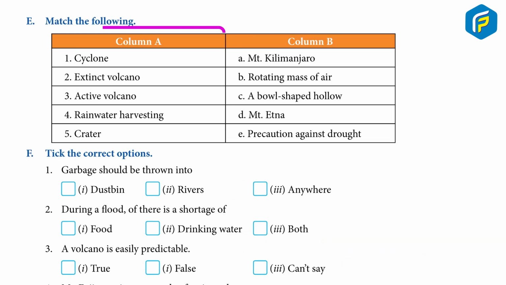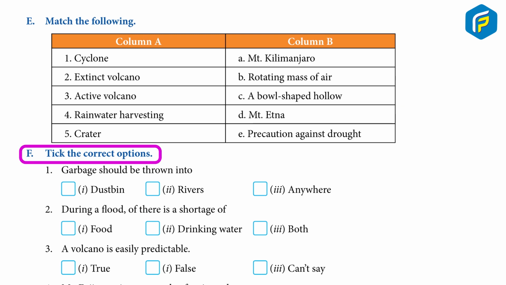E. Match the following. Column A. 1. Cyclone. 2. Extinct volcano. 3. Active volcano. 4. Rainwater harvesting. 5. Crater. Column B. A. Mount Kilimanjaro. B. Rotating mass of air. C. Bowl-shaped hollow. D. Mount Etna. E. Precaution against drought.